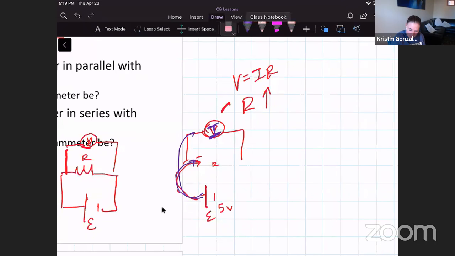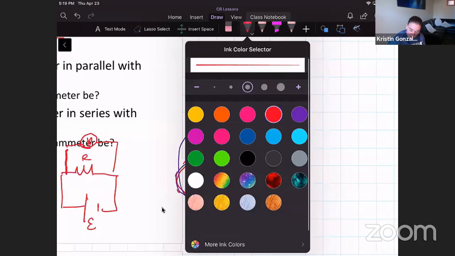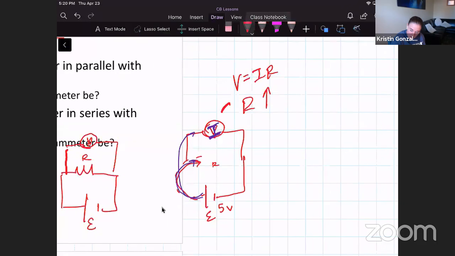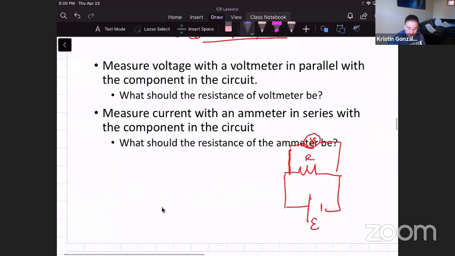It could be before, or it could be after, but we're always going to measure the current, which is a circle with an A in it, in series. Now, do we want the resistance of the ammeter to be really high or really low? Well, that we want to be really low. We want the resistance of our ammeter to be pretty much 0, because otherwise we're increasing the resistance of our whole circuit, which is going to decrease the current that's actually going through my resistor. So we measure current in series, and an ideal ammeter has a very low resistance.